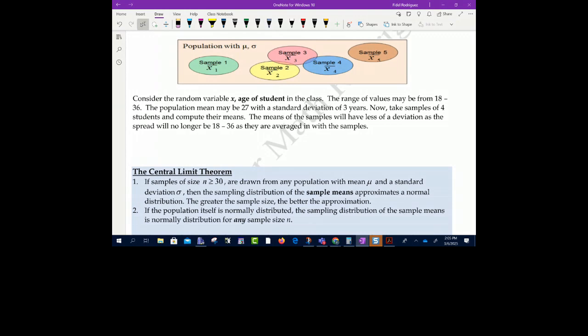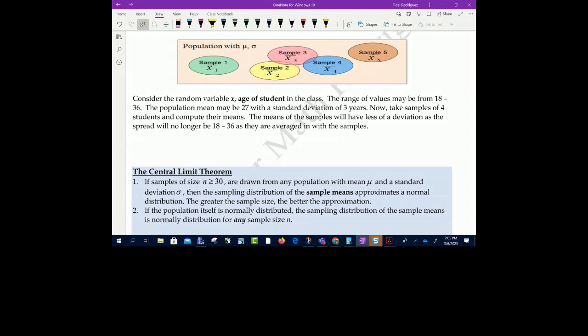Those averages, y'all, will have less of a deviation. Why? Because now we're looking at smaller groups, right? So the ages compared to everybody might have a bigger spread, but if we look at just individual rows, the spread of those averages will be more narrow. Okay, that's what the idea of samples is referring to.